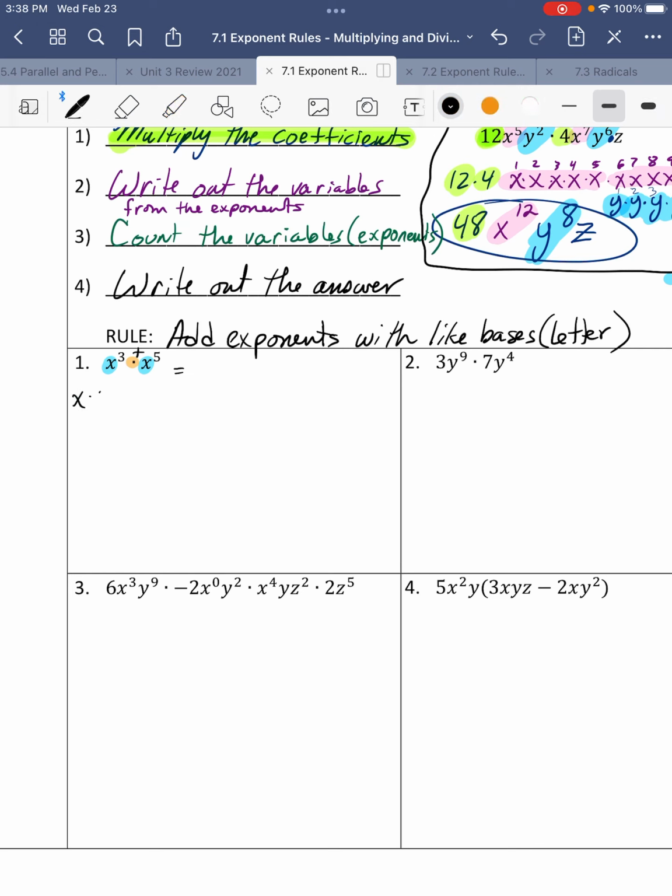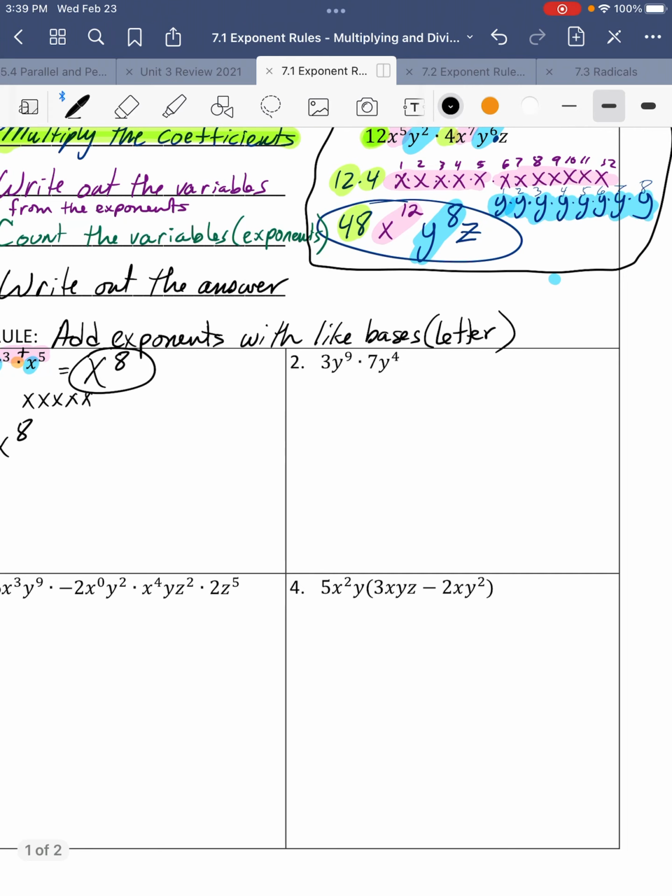All right, you could take x, x, x, so 3 x's and then 5 x's. There'd be 8 x's total, so that's x to the 8th. Same thing as you just take your exponents here and do 3 plus 5, and that's x to the 8th. That's your final answer.